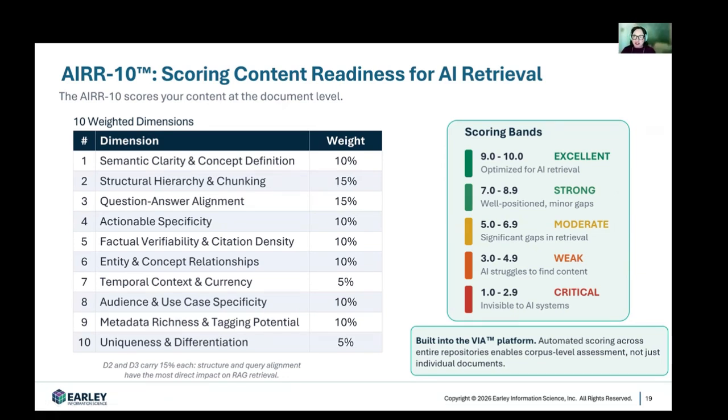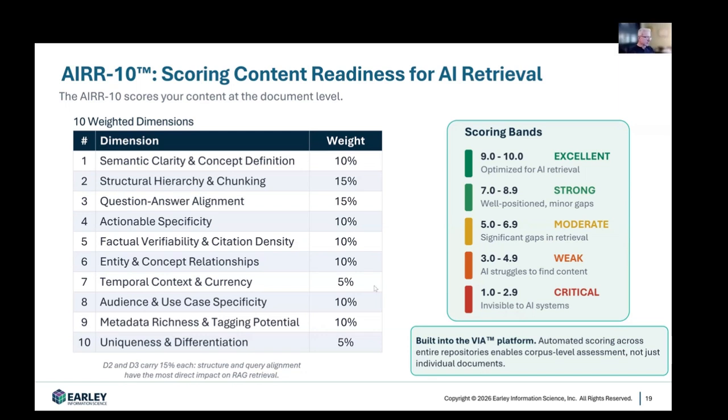So documents get scored against all 10, and then scores roll up into bands, which is what we see on the right side of the score, right? So excellent is at the top. It's optimized for AI retrieval. Critical is at the bottom. It's essentially invisible to AI systems. So most enterprise content is going to land in the moderate to the weak area, which is exactly where AI confidently returns the wrong answer.